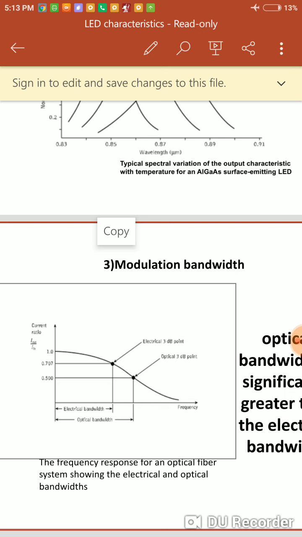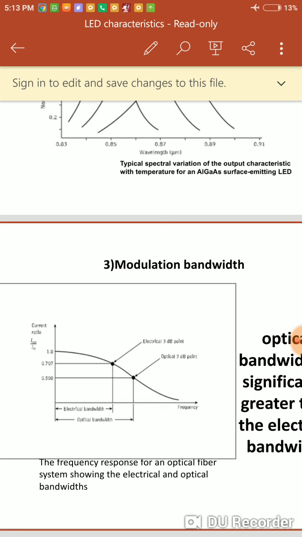Similarly, based on which characteristic of light we are going to change, there are three types of modulation: intensity modulation, frequency modulation and phase modulation. But most of the time intensity modulation is preferred, in which the intensity of light is changed with respect to the modulating signal. So these are the types of modulation of light.